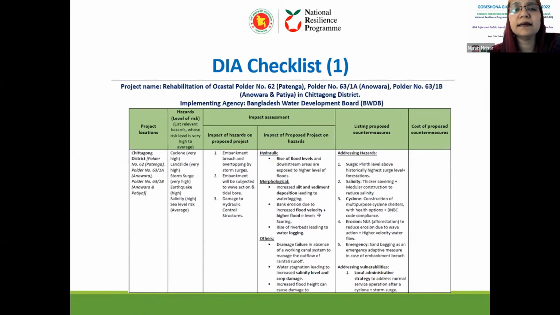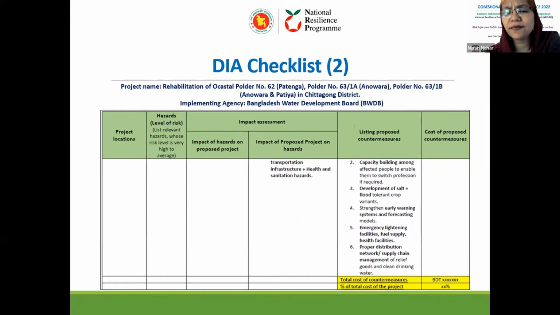Okay. And here is my last slide, a small example of a project. It's by the Water Development Board. Through the analysis of the DRIP, we will have the hazards and impact assessments, a listing of countermeasures, and the cost of proposed countermeasures. And finally, in the system, we can try to have the cost of countermeasures and how much it will be of the total cost.